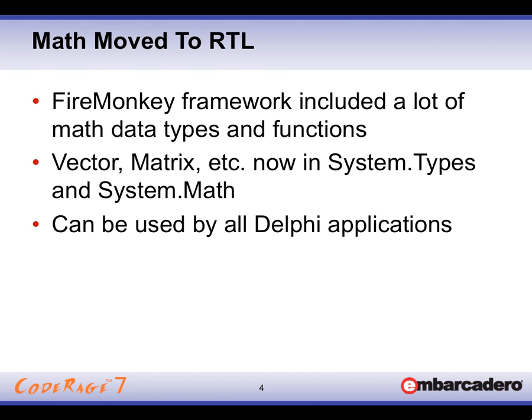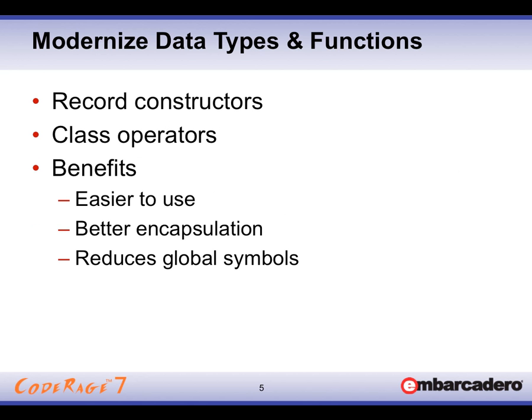System.Types and System.Math. And while we were taking a look at these types, we also wanted to modernize them a little bit. We wanted to make use of record constructors and class operators. What this does is it makes the data types easier to use, it gives better encapsulation, and it reduces the symbols that are in the global namespace.